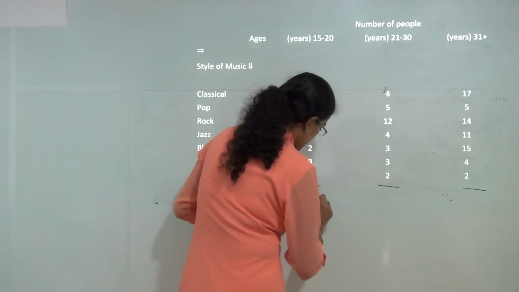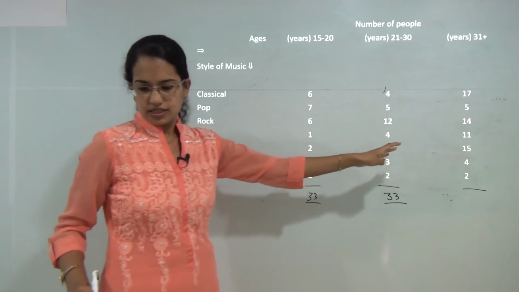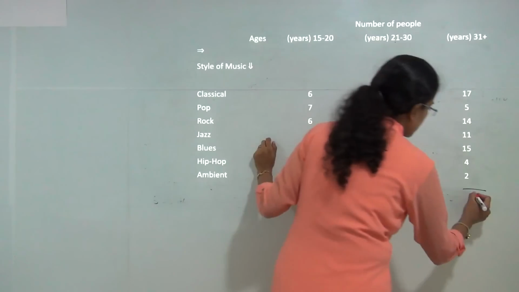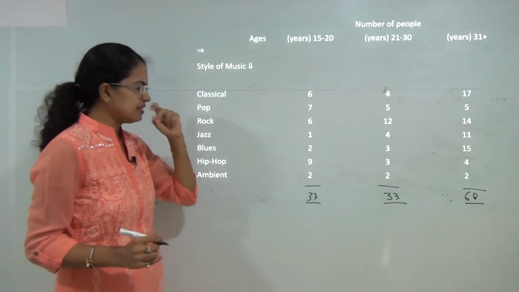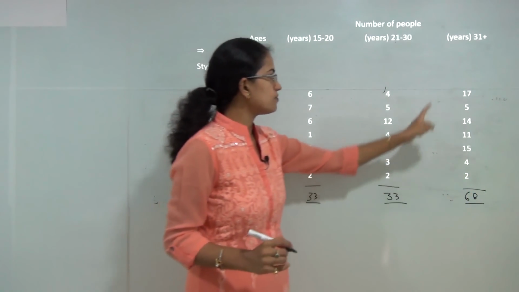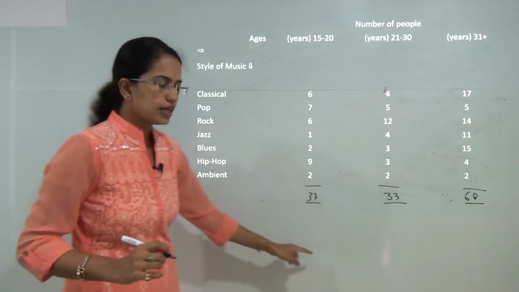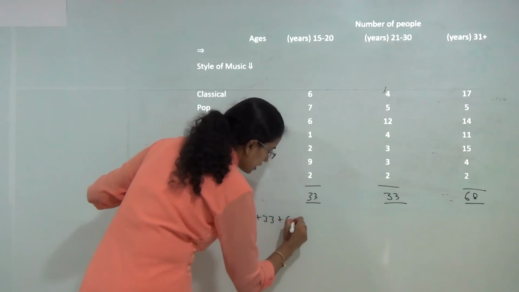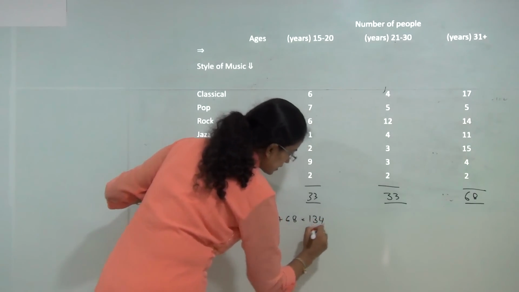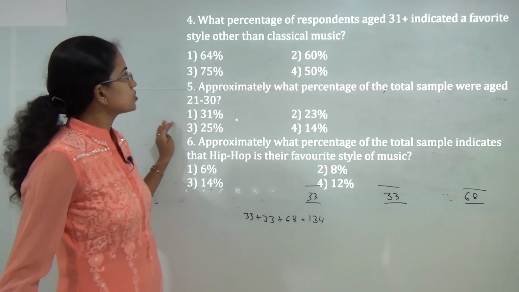So this would be 33, then again this would be 33, and finally 31 plus would be 68. So that's one thing I need to do before I start with the questions. I have a total of all the age groups here, and the sum total of all these would be 134. So 33 plus 33 plus 68 would be 134. That's the sum total of these. Now let's move to the first question.